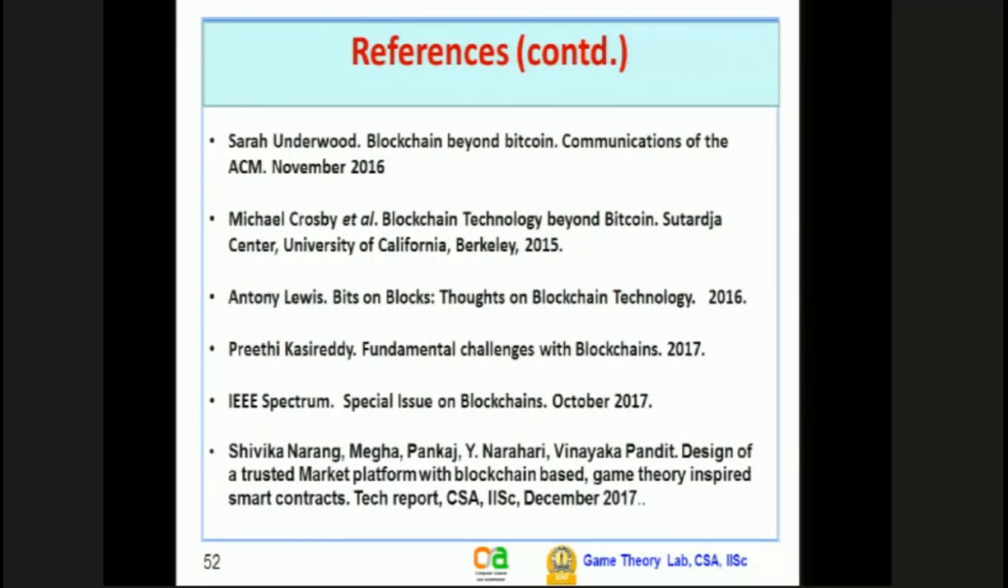Then Communications of the ACM published a very nice paper, Blockchain Beyond Bitcoin. Then there are many other reports here. I would like to particularly mention the special issue of IEEE Spectrum on blockchains. In fact, much of today's talk was put together by reading the papers from IEEE Spectrum 2017. And if you're interested in trusted B2B platforms and the work going on in Game Theory Lab, please do read this paper.